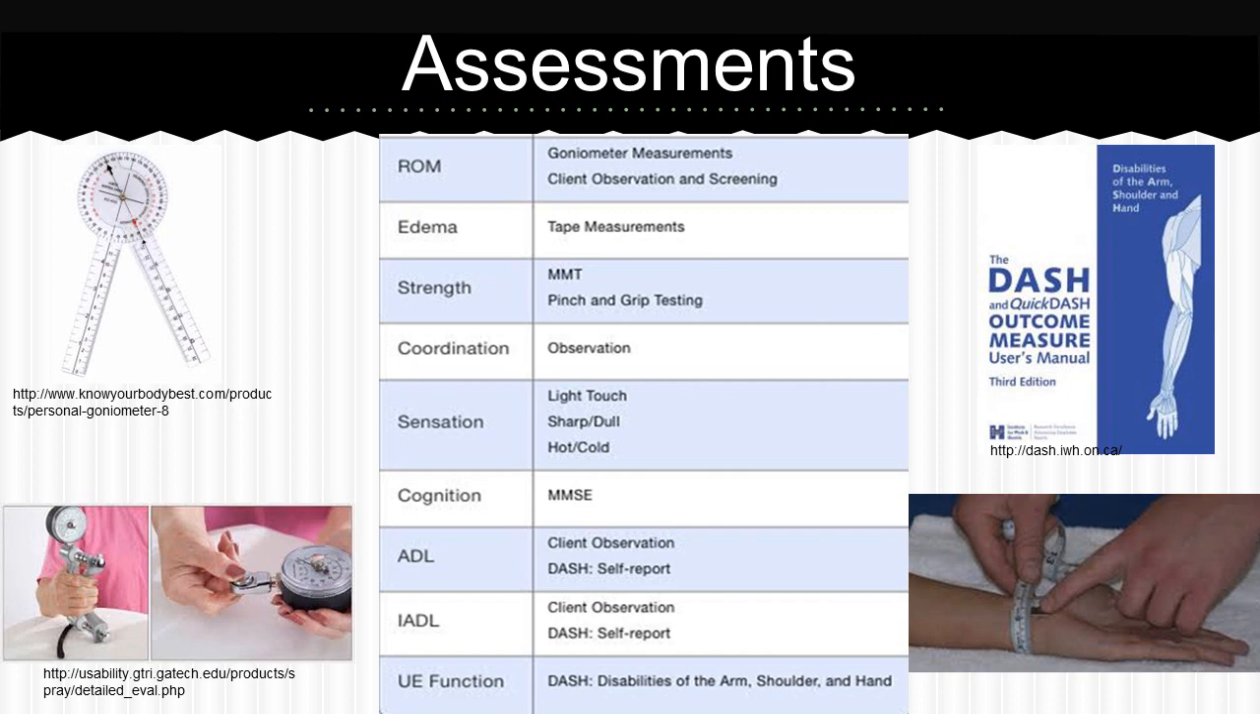We're going to use assessments such as goniometer measurements, observation, manual muscle testing, pinch and grip strength testing, light touch, sharp, dull, hot, cold sensation, the Mini Mental Status Exam for cognition, and most importantly, we're using the DASH self-report assessment. It stands for Disabilities of the Arm, Shoulder, and Hand. Through that, we can find ADL function, IADL function, as well as upper extremity function. And it's all dependent on self-report and observation.